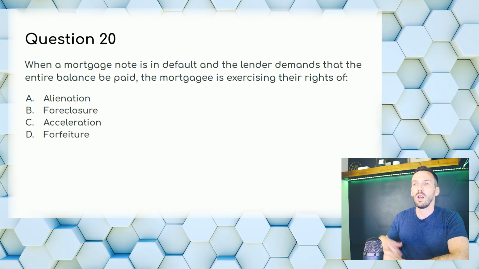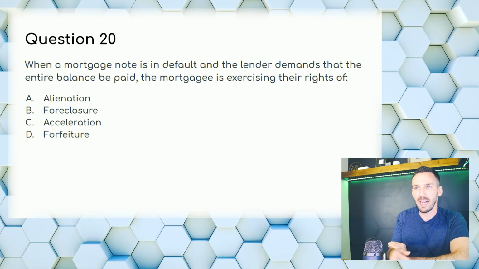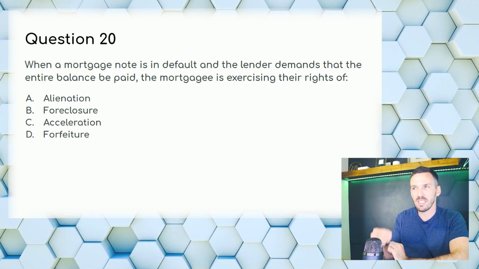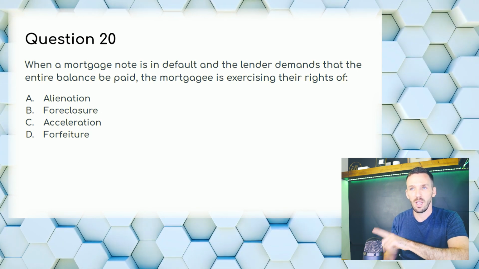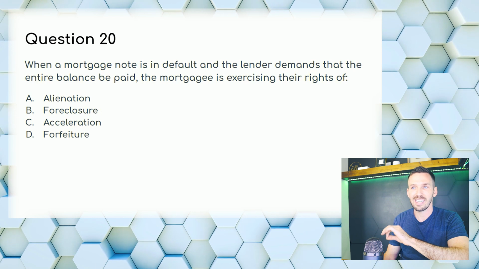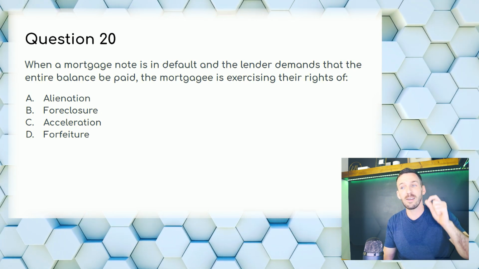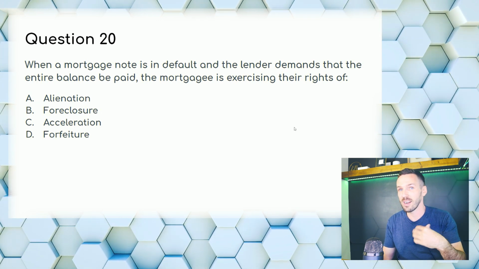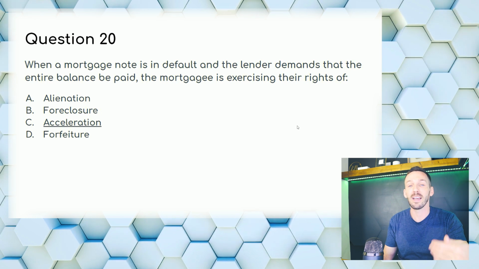Question 20. When a mortgage note is in default and the lender demands that the entire balance be paid, the mortgagee is exercising their rights of A, alienation, B, foreclosure, C, acceleration, D, forfeiture. So when the lender demands a rush or an acceleration for the loan to be paid, it's C, acceleration.